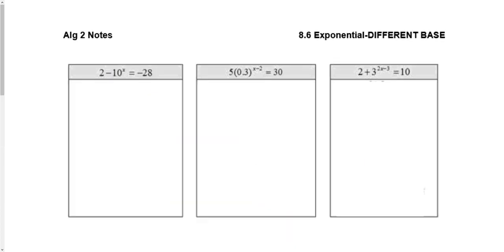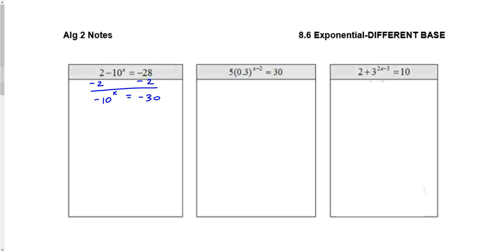Let's see, we got some more on the next page. On the next page, you can see that there's some extra stuff around the base that has the exponent. So the only catch here is you have to isolate it first. I can't have that 2 there, so I'm going to subtract the 2 first. So that gives me negative 30 equals negative 10 to the x.